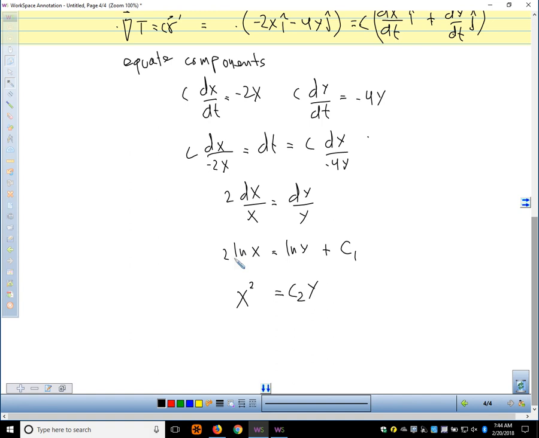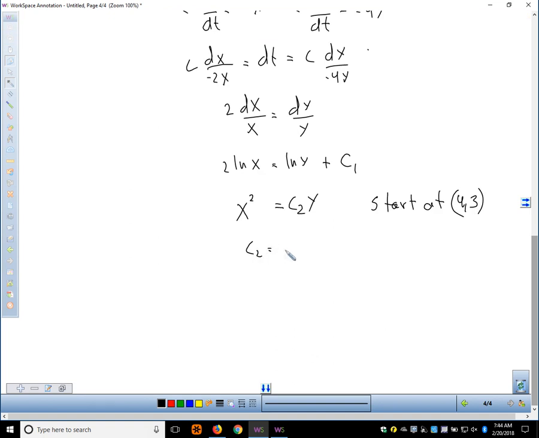Now we have initial conditions. We start at 4, 3. So we can plug that in, and we get that C2 equals 16/3. I just plug in 4 and 3 and solve for C2. And then I can write my equation as y equals 3/16 x squared.